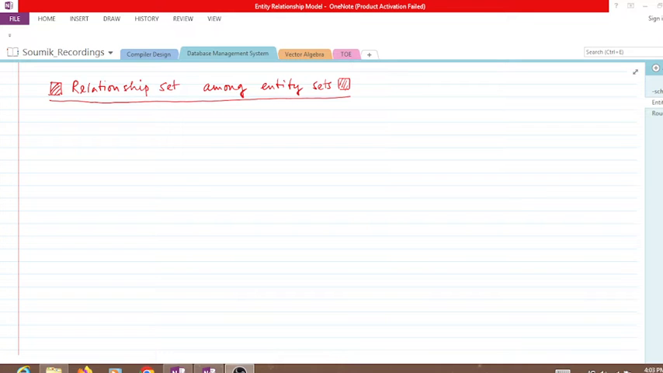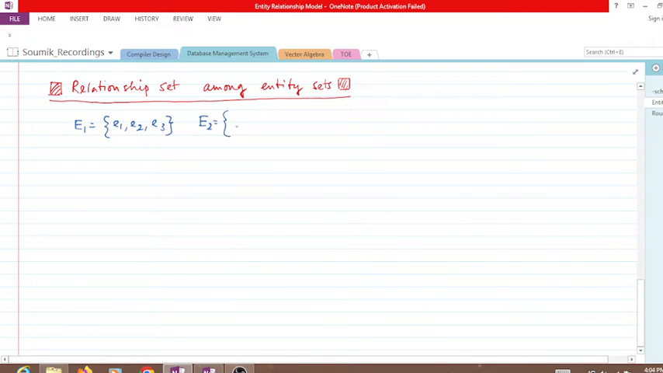Hello, let us see the relationship set among entity sets. Let us consider an entity set denoted by E1 which consists of three different entities denoted by E1, E2 and E3, and assume that there is another entity set E2 whose elements are denoted by D1 and D2.